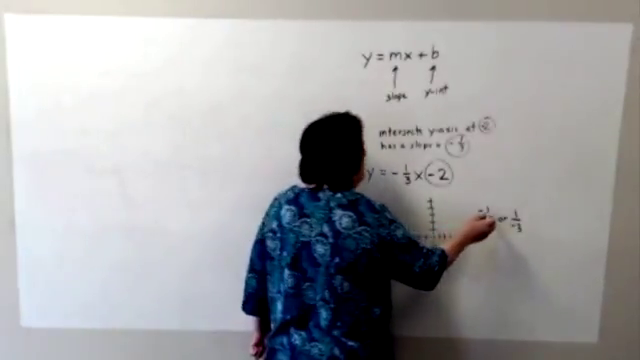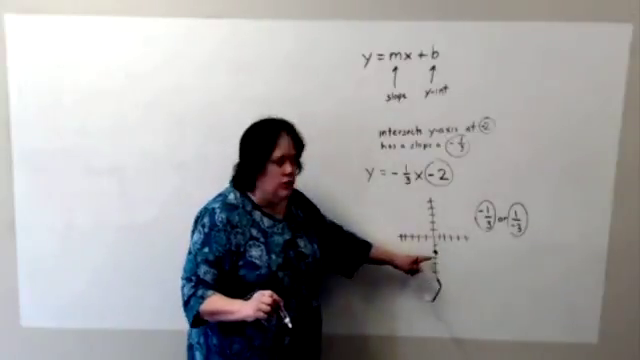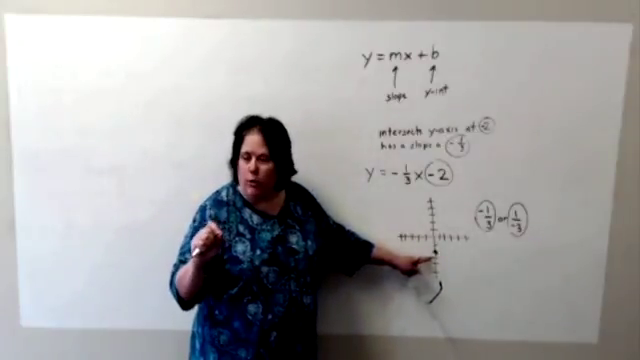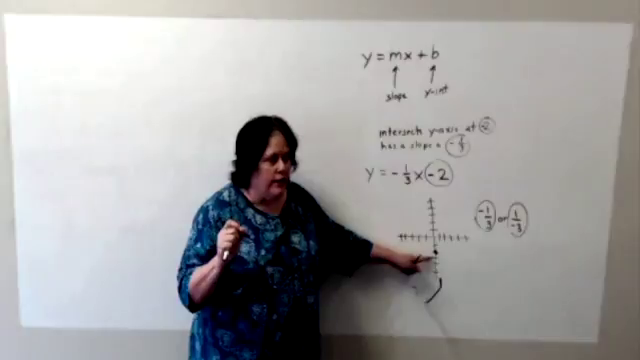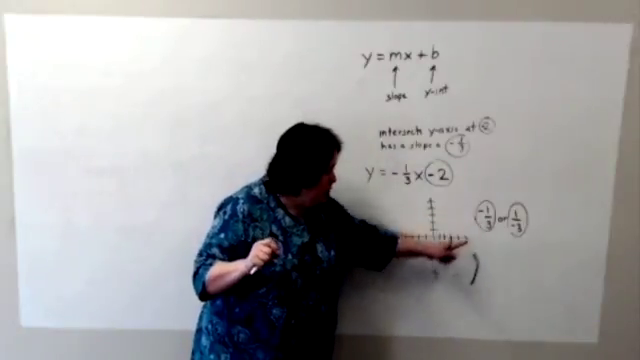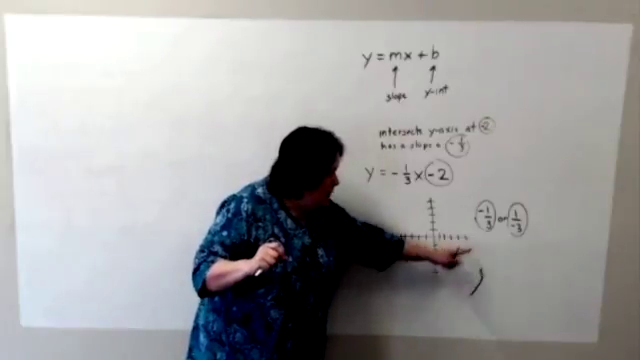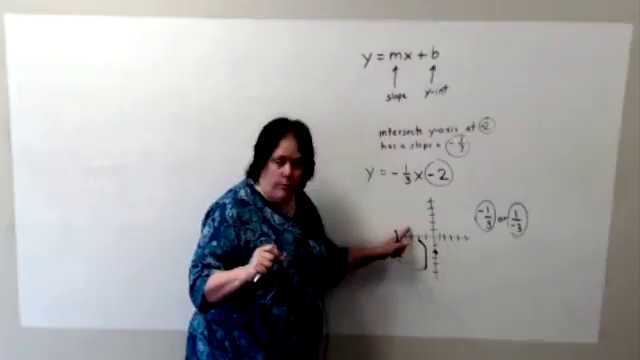Let's plot both of these points that we would get. When we have our y-intercept, we count out our slope from our y-intercept, don't we? Right? Now, if I count out this slope, I'm going to have a point over here. If I count out this slope, I'm going to have a point over here.